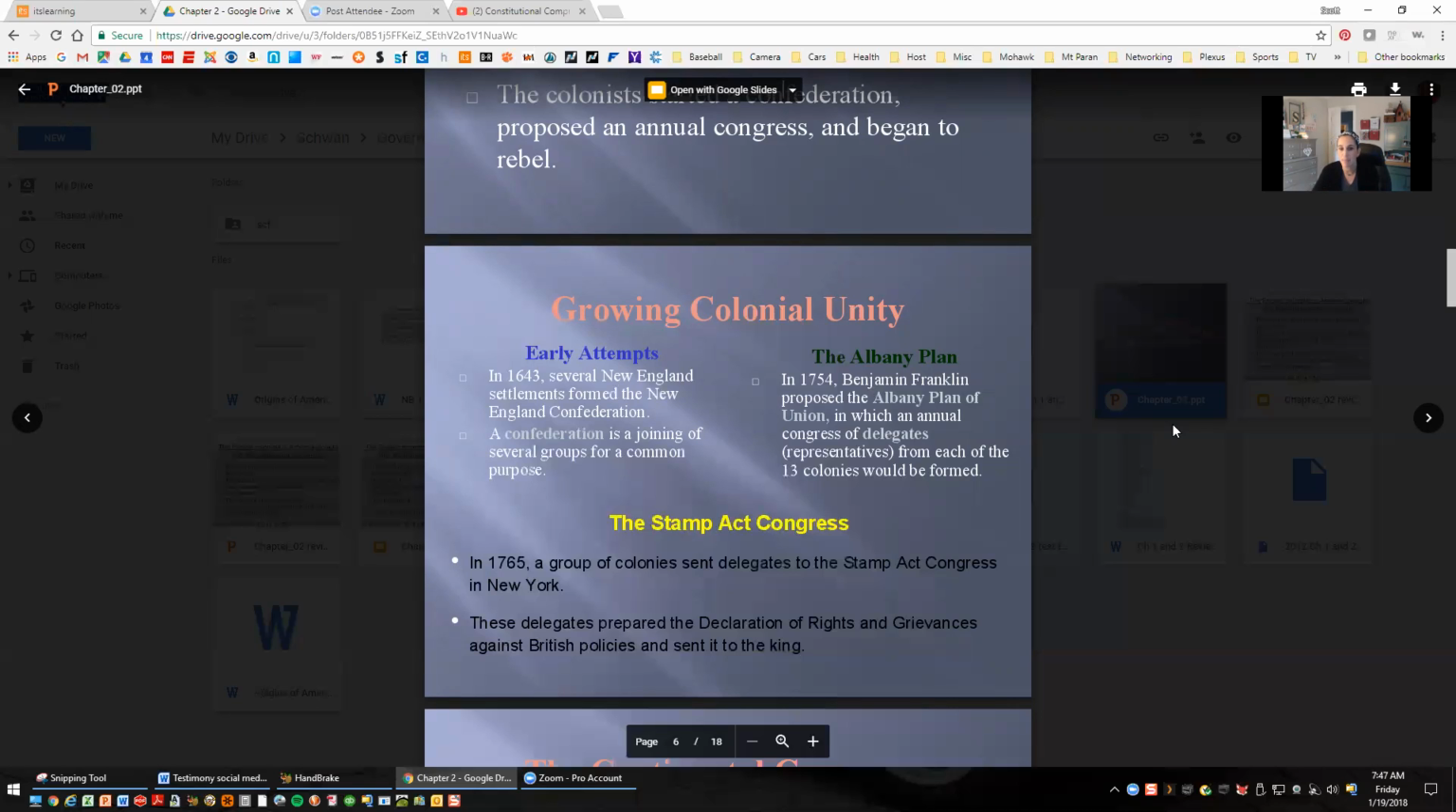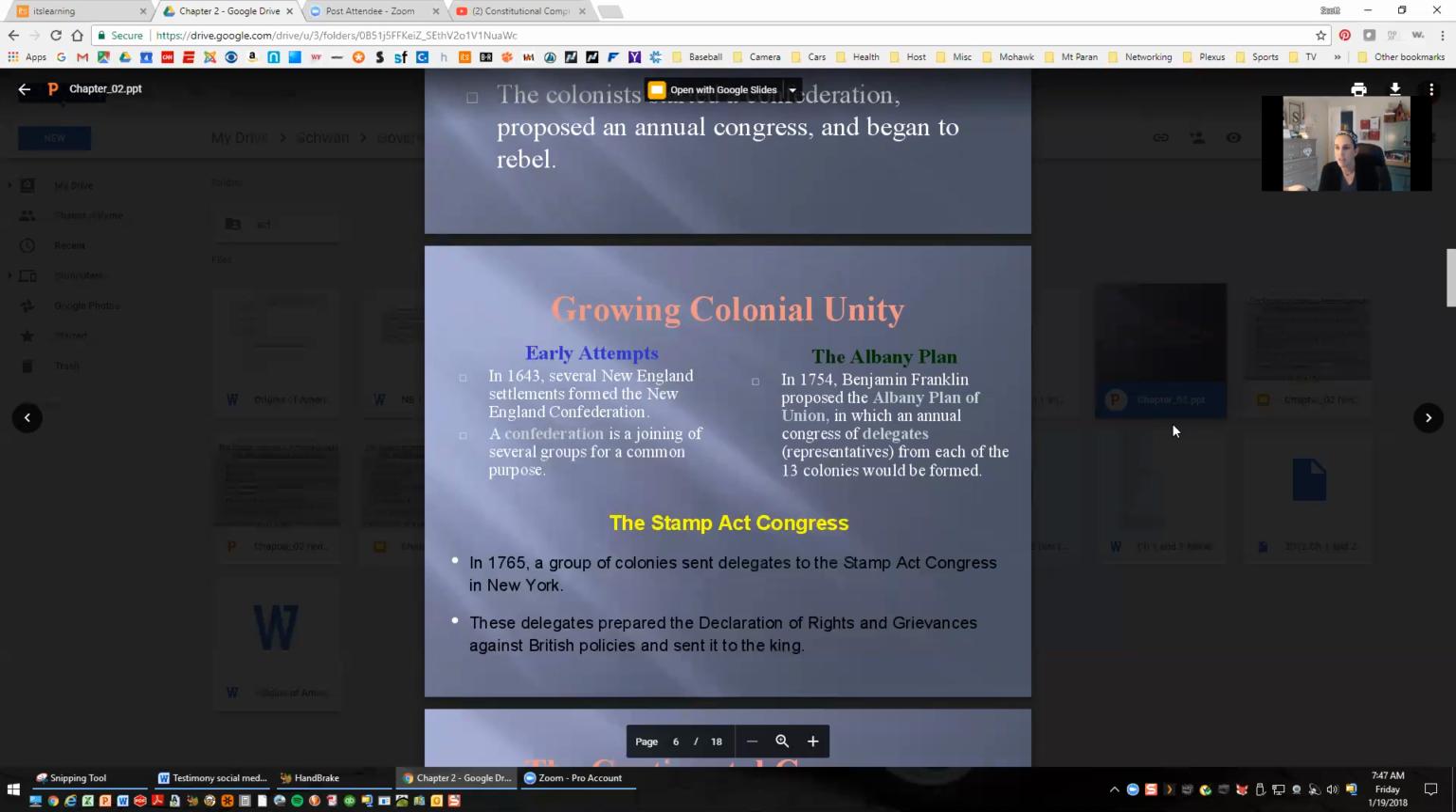The delegates prepared at the Stamp Act Congress a declaration of rights and grievances that were sent to King George. And it was kind of that offering of an olive branch. An olive branch is a symbol of peace. And it says, look, these are the things that you've done wrong. Let's make these things right.